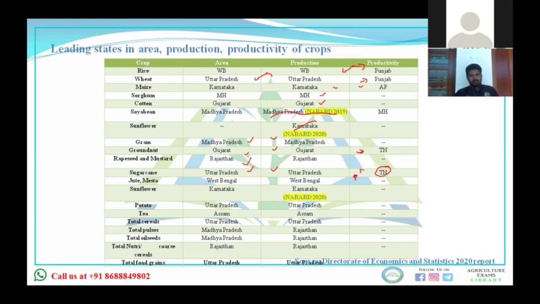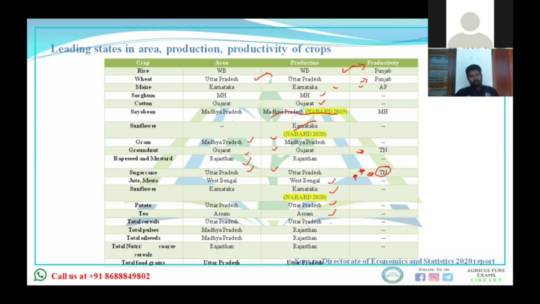I'm again talking about the productivity of sugarcane. It's Tamil Nadu. I'm focusing more on this because sugarcane is an important crop. You must remember this thing. After that, when we talk about the jute and mesta, of course, it is West Bengal for area and production. Sunflower, area and production both Karnataka. This question was also asked in NABARD. Potato, Uttar Pradesh area and production. Tea, Assam area and production.